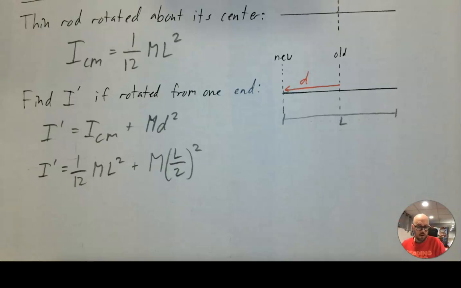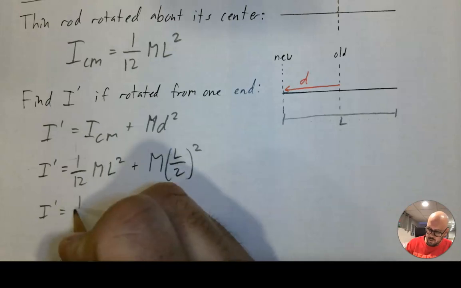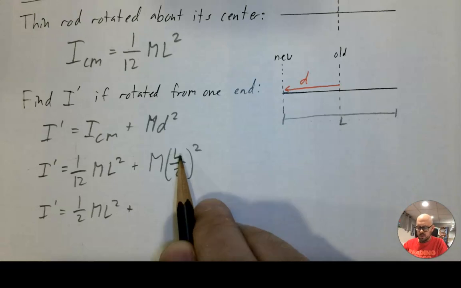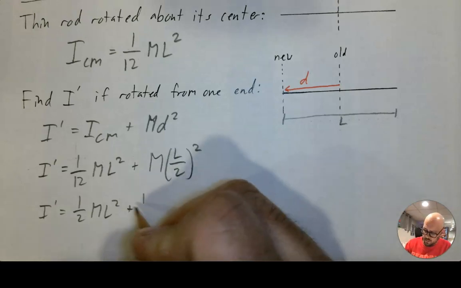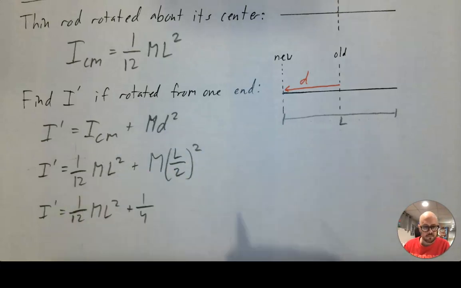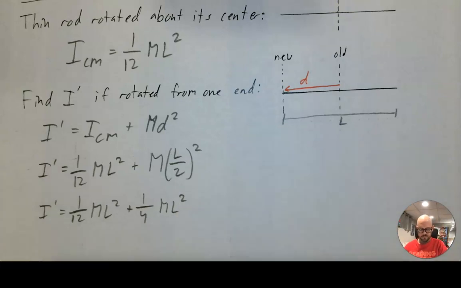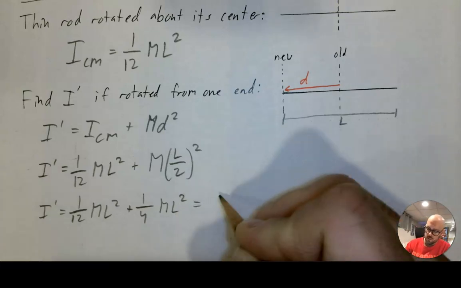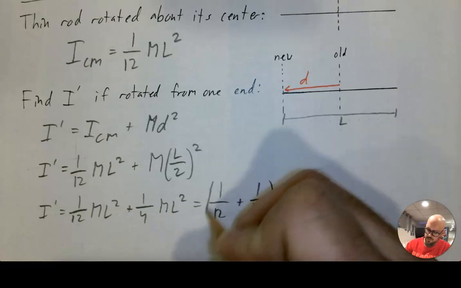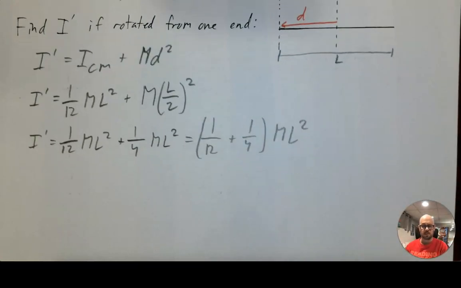Now it's your job to combine these like terms and find the new value. And that is always going to require you to understand fractions. So let's work through this together. So 1/12 mL squared plus 1/2 squared is 1/4, and that's going to be mL squared. So what I have to do is 1/12 plus 1/4 mL squared. Those fractions are like terms.